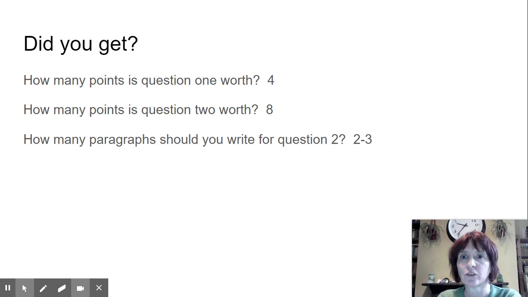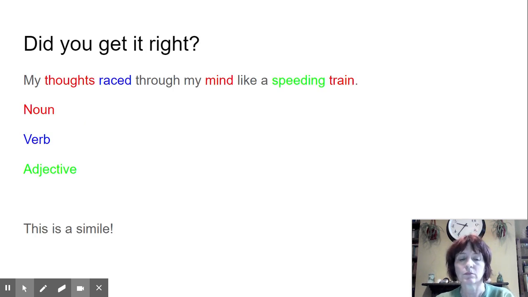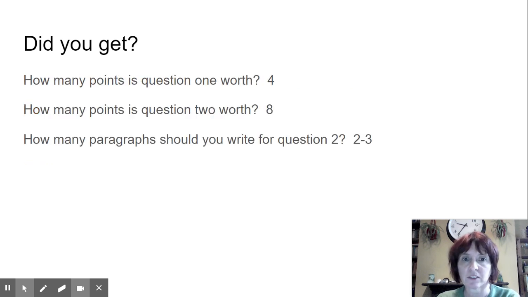Okay, so hopefully you got that question 1 is worth 4 points. Question 2 is worth 8 points. And you should write 2 to 3 paragraphs for question 2. That means identifying 2 or 3 language features or individual words in question 2.